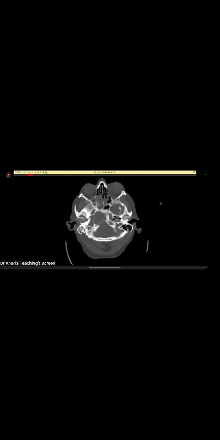Okay, there is invasion of the clivus on the right side. So, madam, do you want to see the bone window? Yeah, please. Here you are. Okay, so there is extensive erosion. Sorry, I cannot scroll. Yeah, okay.